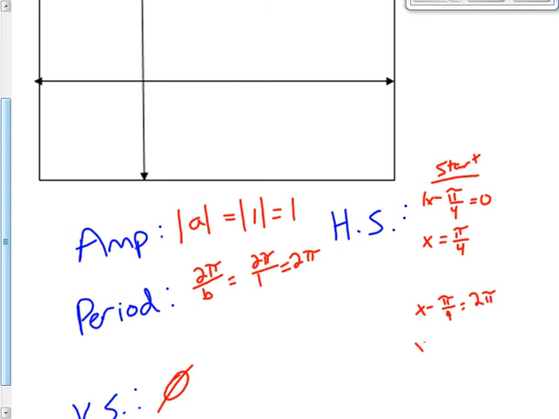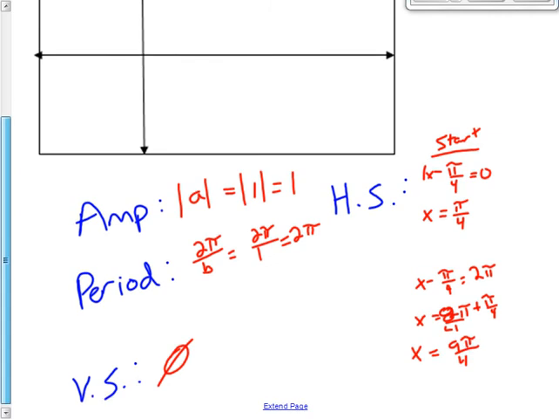And add pi over 4 to that. So if I do 2 pi plus pi over 4, I want to get a common denominator there. So the common denominator is 4, so this is going to be 8 pi over 4 plus 1 pi over 4 is 9 pi over 4. It's just 1 pi over 4 past 2 pi. Okay. And so that ends up looking like this.